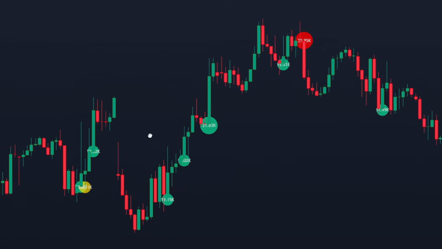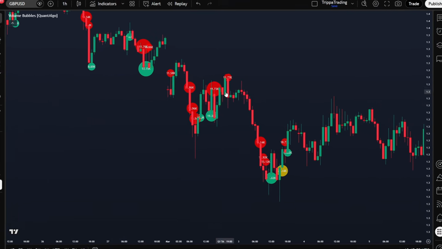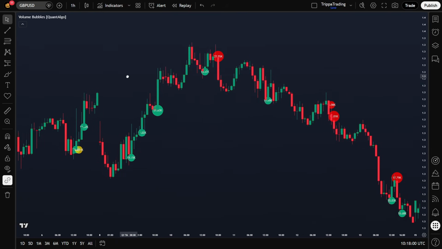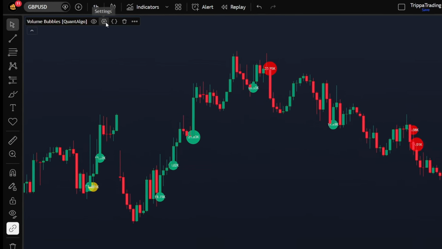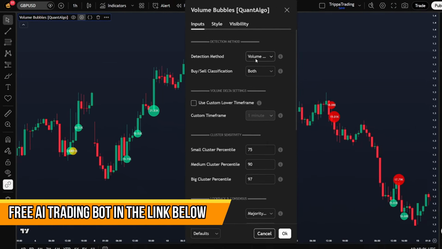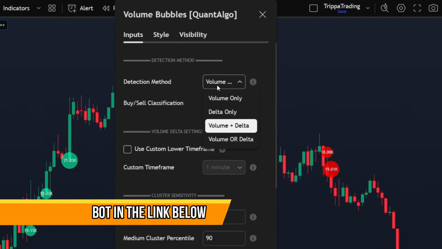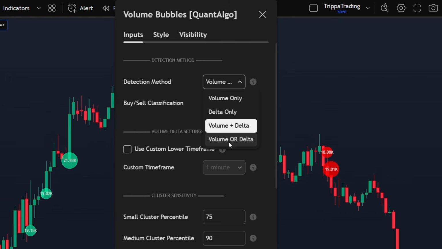So this method is very selective. It is useful when you want stronger confirmation, and you only want the highest quality volume signals on the chart. This can be especially useful near key levels like support and resistance, where you want both strong activity and strong directional pressure before taking the setup seriously.